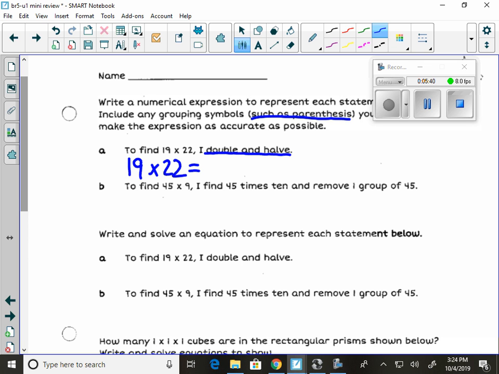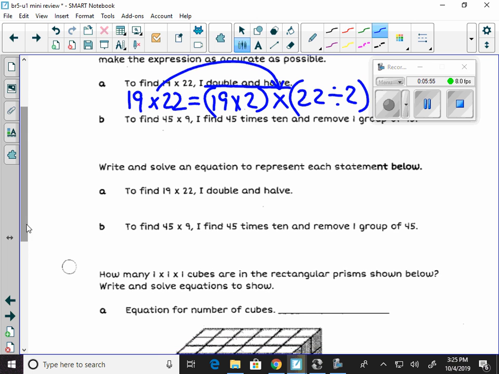Double and half. We will double to 19 because we can't cut 19 in half. Multiply, because that's the multiplication going. 22 turns into 22 divided by 2. That's it. Now I am going to jump down to the next A down here because it's the same problem.